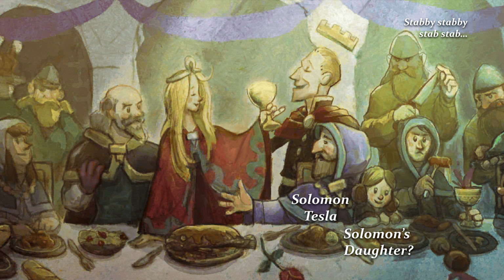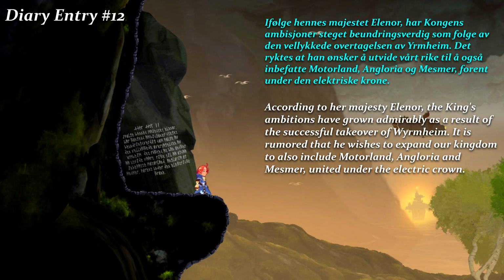Entry 12. According to Her Majesty Eleanor, the king's ambitions have grown admirably as a result of the successful takeover of Wormheim. It is rumored that he wishes to expand our kingdom to also include Motorland, Angloria, and Mesmer, united under the Electric Crown.